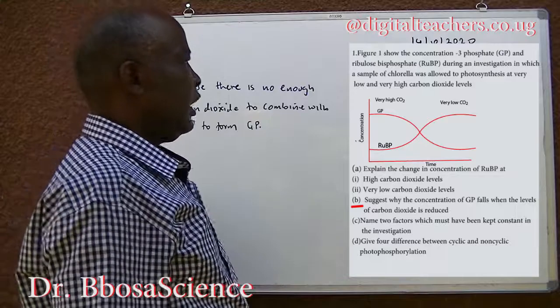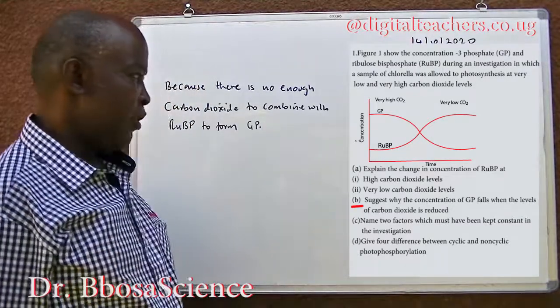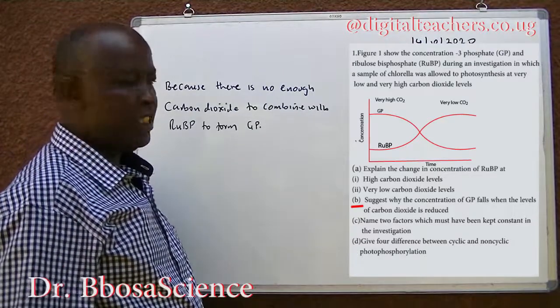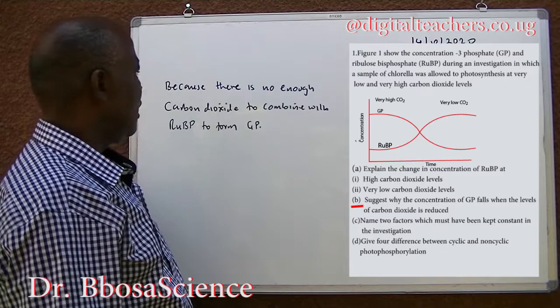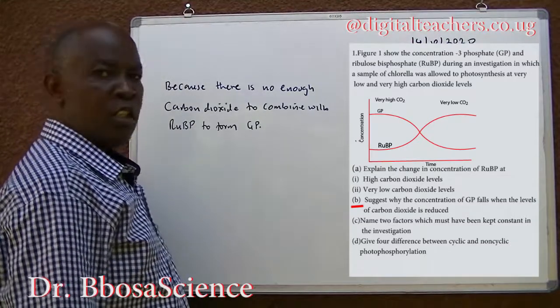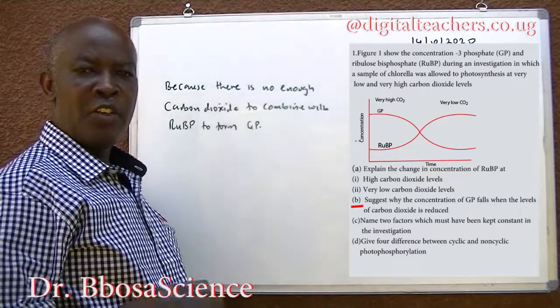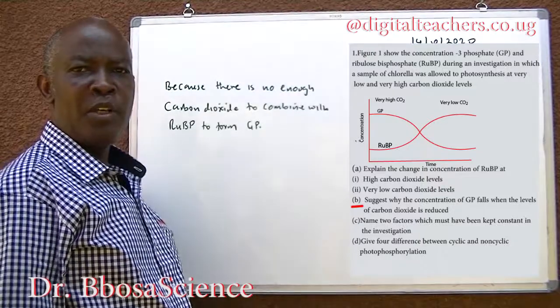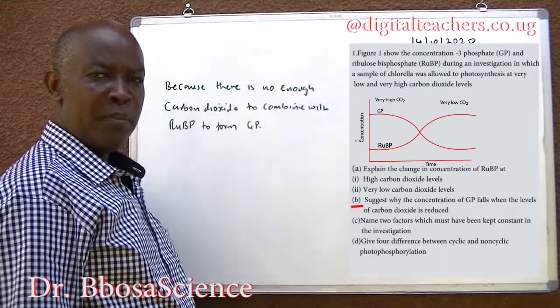B. Suggest why the concentration of GP falls when the level of carbon dioxide is reduced. Because there is not enough carbon dioxide to combine with ribulose biphosphate to form GP. In the chloroplast cycle, ribulose biphosphate combines with carbon dioxide to form GP.